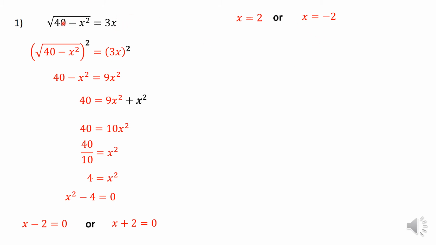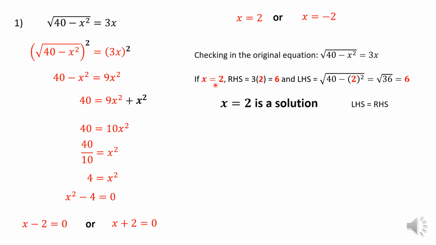So that means you need to check your solutions to see that if x is equal to 2, when you insert it on the left, do you get the same result when you insert x on the right-hand side? So I have done it here when x is equal to 2. If I insert it on the left-hand side, I get 6 as an answer. That's 40 minus 2 squared under the root sign. And on the right-hand side, you have got 3x, which is nothing but 3 times 2, which gives me 6.